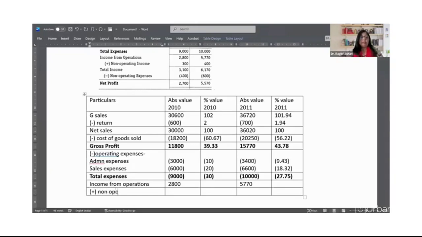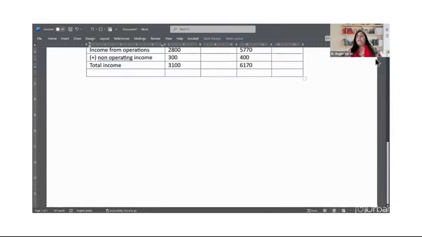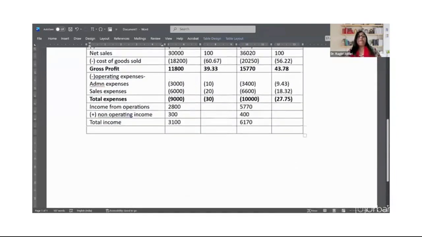Sorry, non-operating income, not expenses, non-operating income. So non-operating income is 300 here and it is 400 here. Then we have total income, which is 3,100 and 6,170. I'll find out the percentages after I have posted all the numbers here.